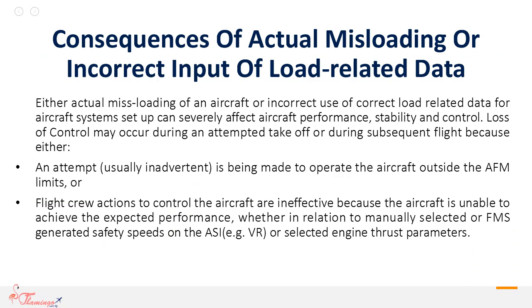Either actual misloading of an aircraft or incorrect use of correct load-related data for aircraft system setup can severely affect aircraft performance, stability and control. Loss of control may occur during an attempted takeoff or during subsequent flight because either an attempt, usually inadvertent, is being made to operate the aircraft outside the AFM limits, or flight crew actions to control the aircraft are ineffective because the aircraft is unable to achieve the expected performance, whether in relation to manually selected or FMS-generated safety speeds on the ESA, for example VR, or selected engine thrust parameters.